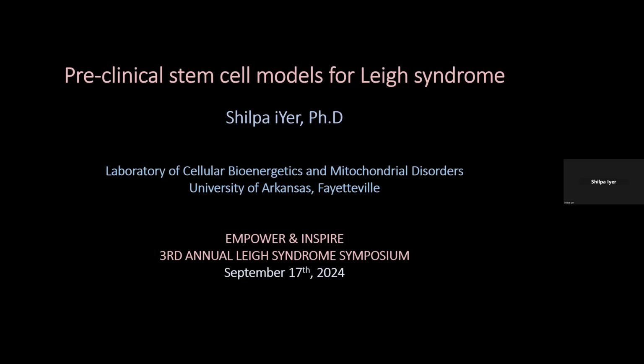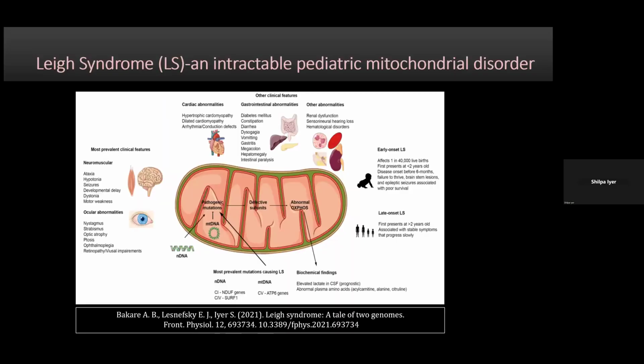So we are working on creating preclinical stem cell models for Leigh syndrome. I do not want to delve too much into description. We've been hearing excellent talks on how heterogeneous Leigh's is and how many different genes are impacted. In overview, the brain is affected, and you also have GI issues and cardiac and other abnormalities, besides, of course, the genetic mutations.